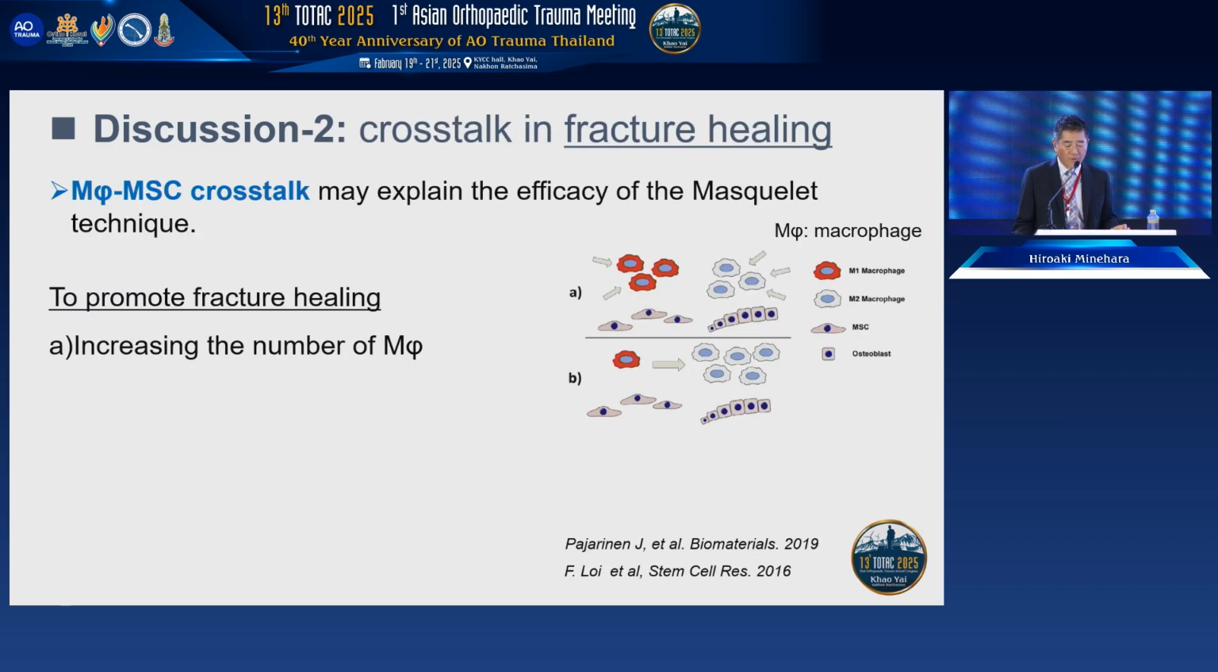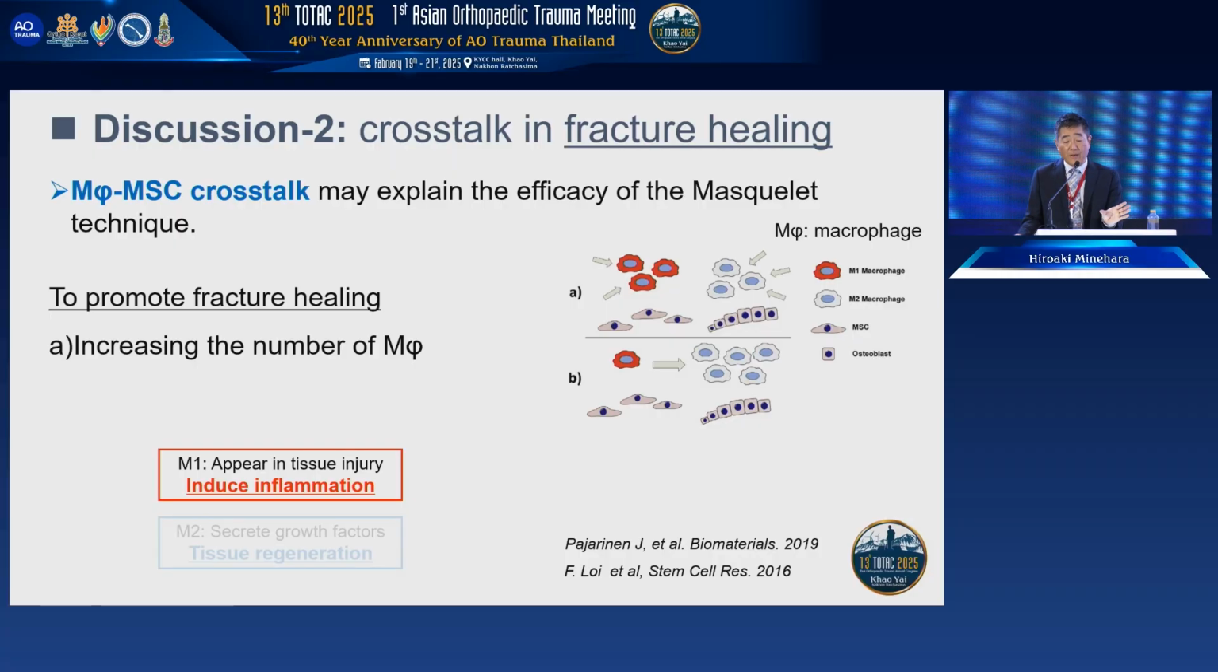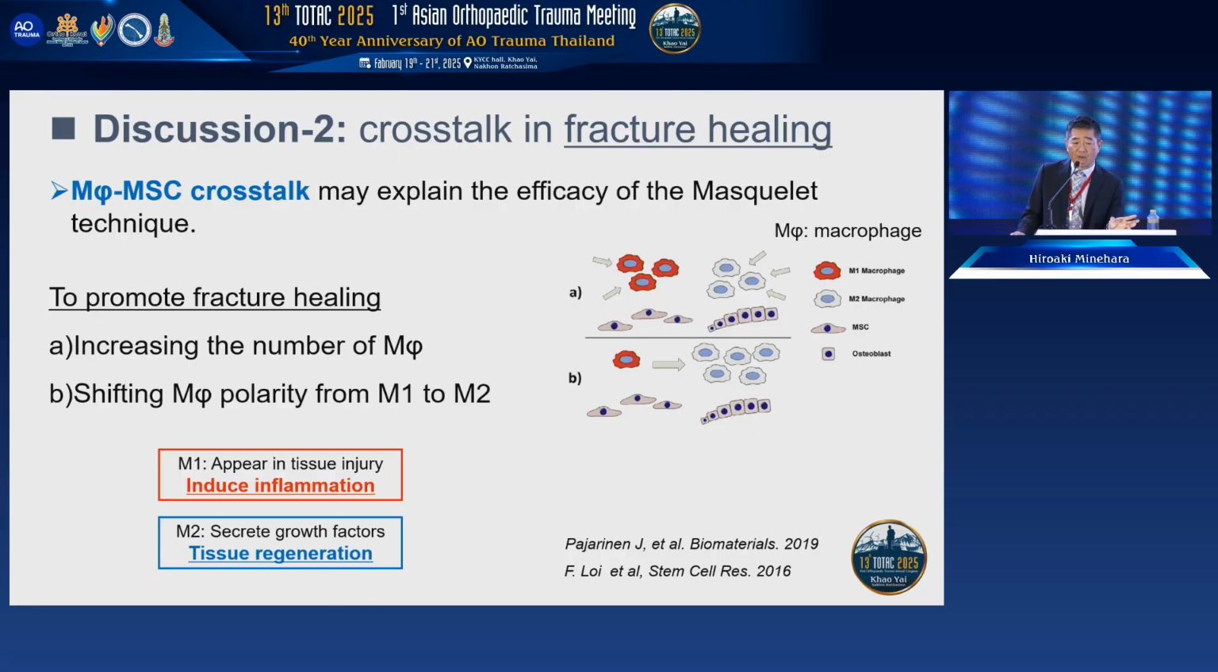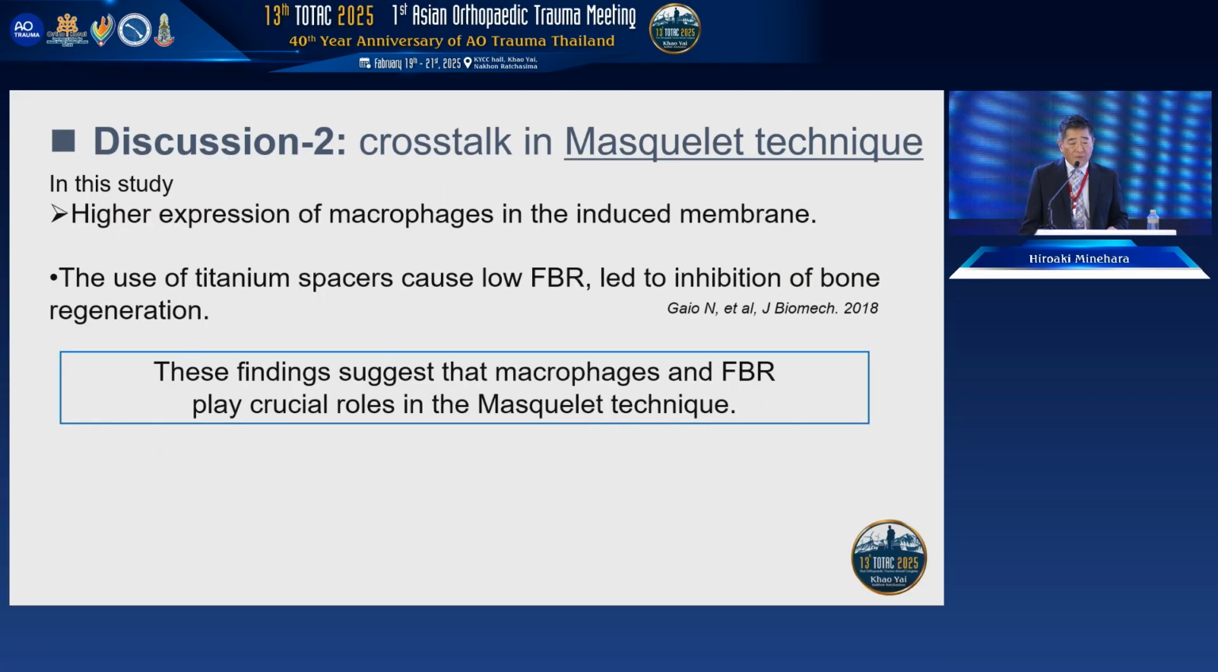What about the crosstalk in fracture healing? The crosstalk may explain the efficacy of the Masquelet technique. So to promote fracture healing, you need to increase the number of macrophages. And as I think I told you, there's M1 and M2 macrophage. So we have to shift the macrophage polarity from M1 to M2 to induce fracture healing.